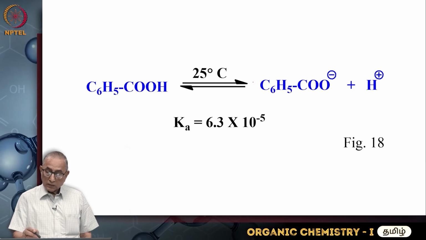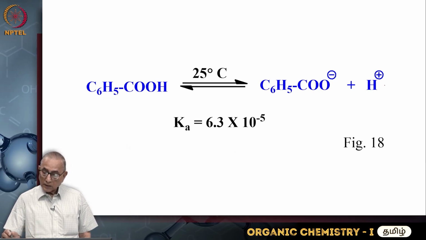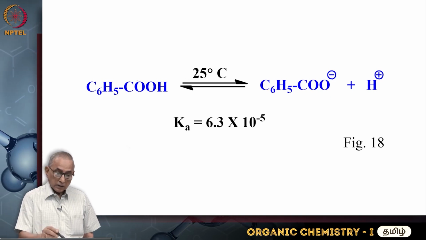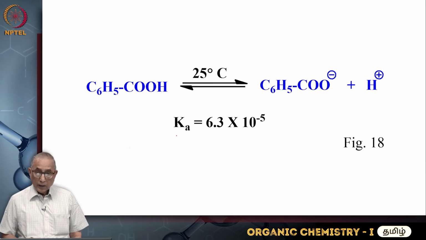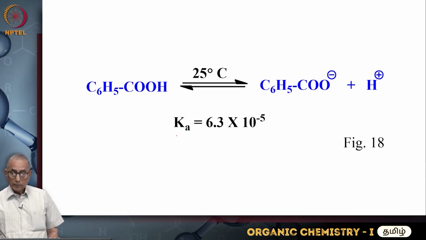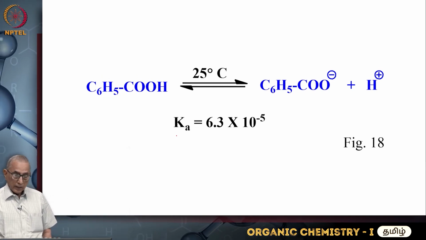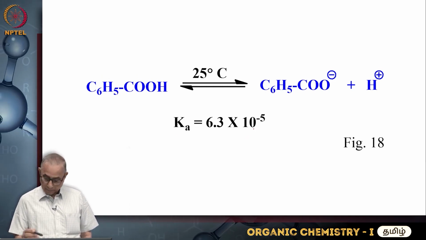The equilibrium constant is the carboxylate concentration multiplied by the proton concentration divided by the concentration of benzoic acid. This is the value of Ka. The smaller the Ka value, the less acidic the carboxylic acid. Here Ka is 6.3 into 10 raised to the power minus 5.